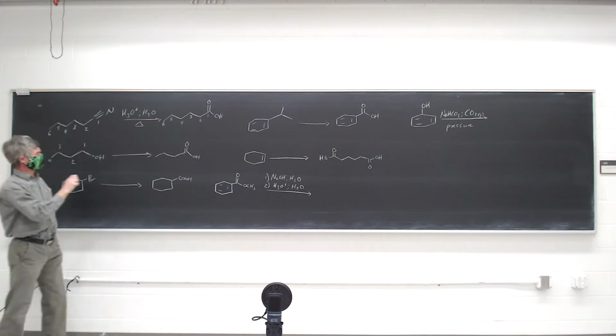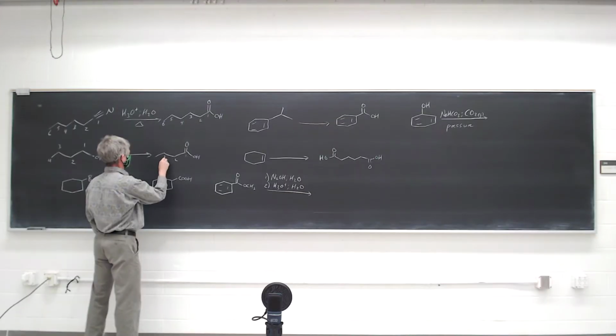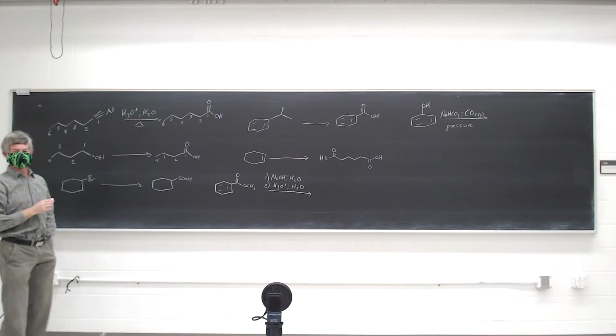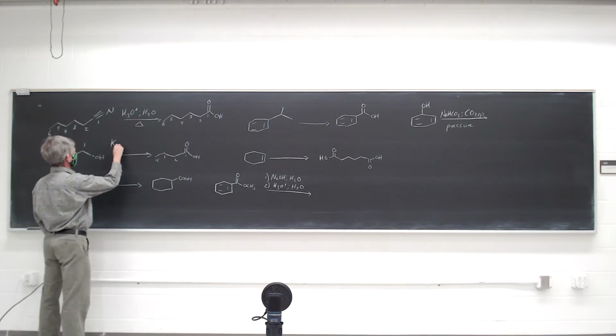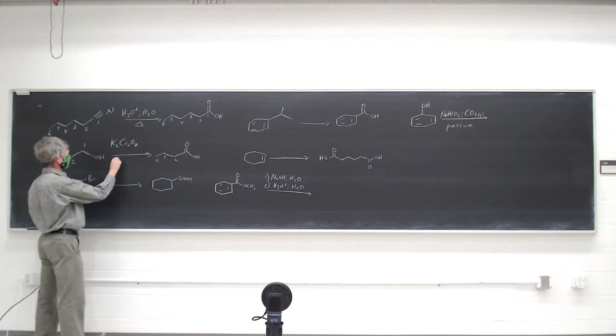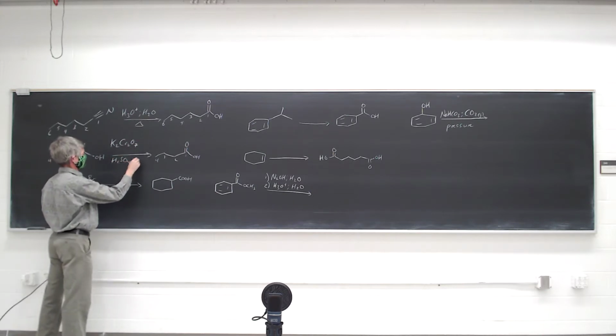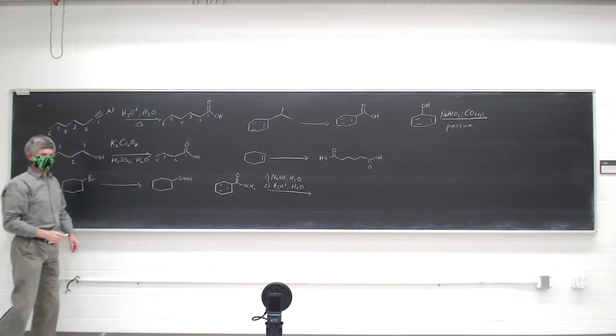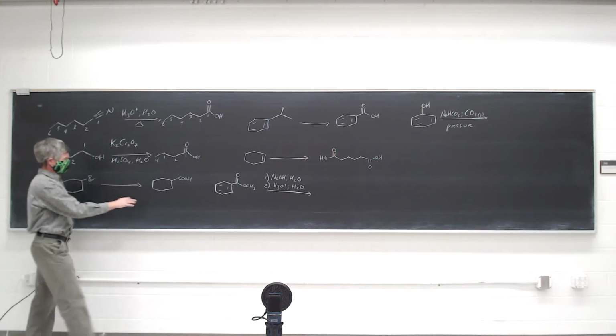This one has 4 carbons. Same number of carbons, so that's just a simple oxidation. Over-oxidation in this case. Or you can use potassium dichromate in aqueous acid. You'll notice in this one we're adding a carbon.